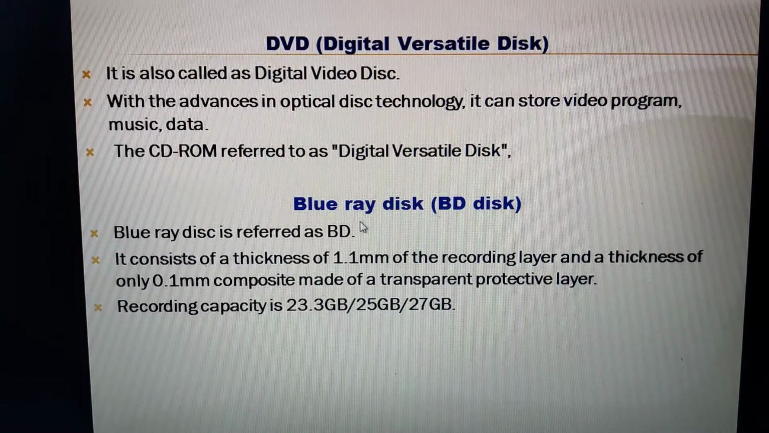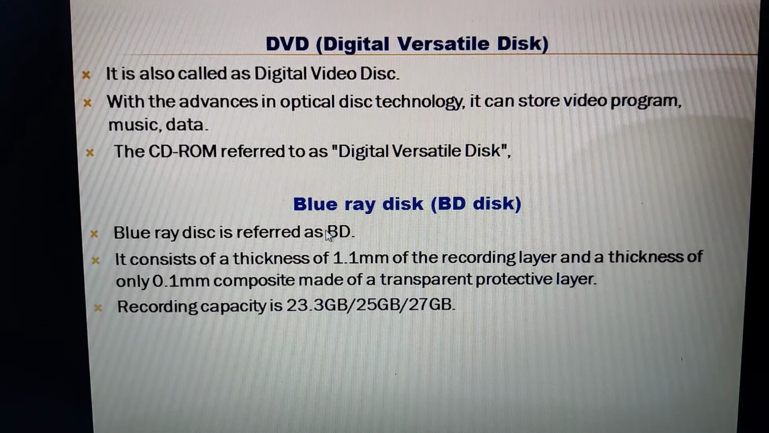Next we have the Blu-ray disc, that is BD. DVDs can store data in terms of gigabytes, like 4.7 GB, whereas compact discs are available with around 700 MB or 800 MB. Obviously a CD has less storage capacity compared to DVDs. We have DVD players in order to play the DVD. DVD stands for digital versatile disc.